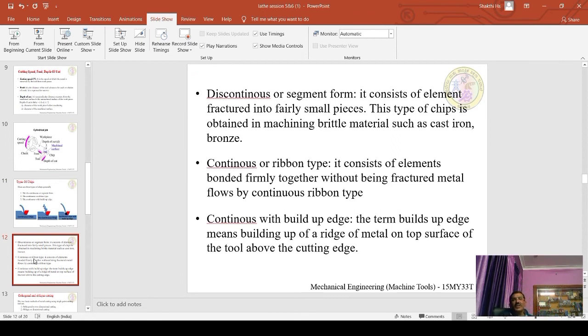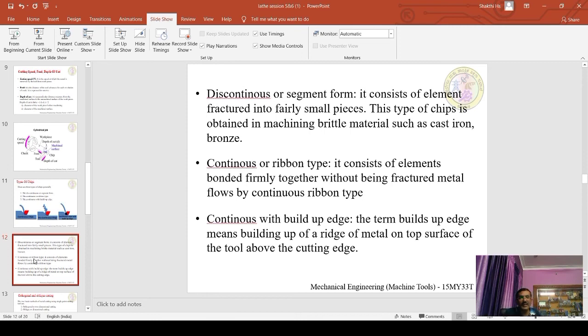First one is the discontinuous or segmental form. It consists of elements fractured into fairly small pieces. Discontinuous chips are also called segmental chips. This type of chip is obtained in machining a brittle material such as cast iron and brass.